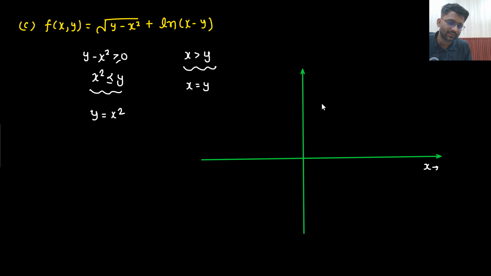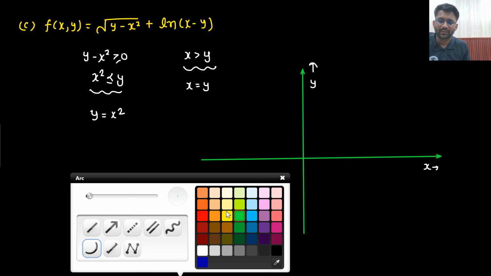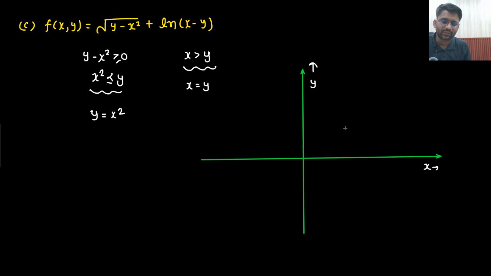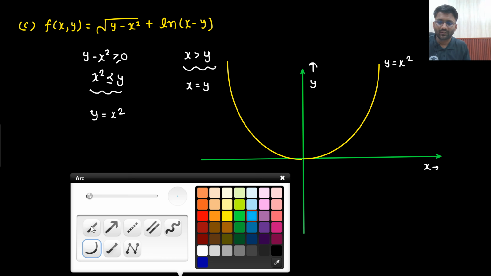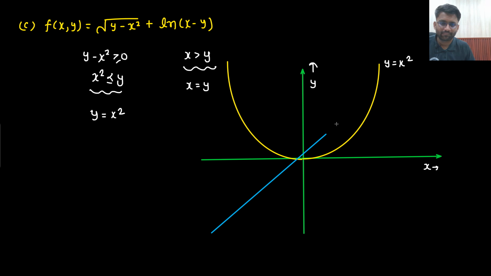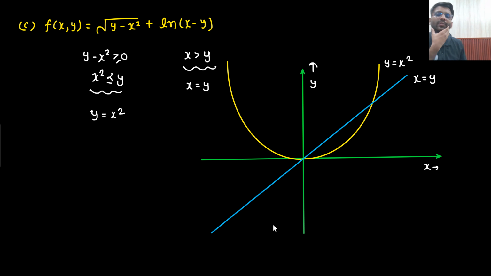This is x, this is y. y equals to x square. This is the graph, y equals to x square and x equals to y. So first of all, we have drawn these two graphs. Now we will think about other points.